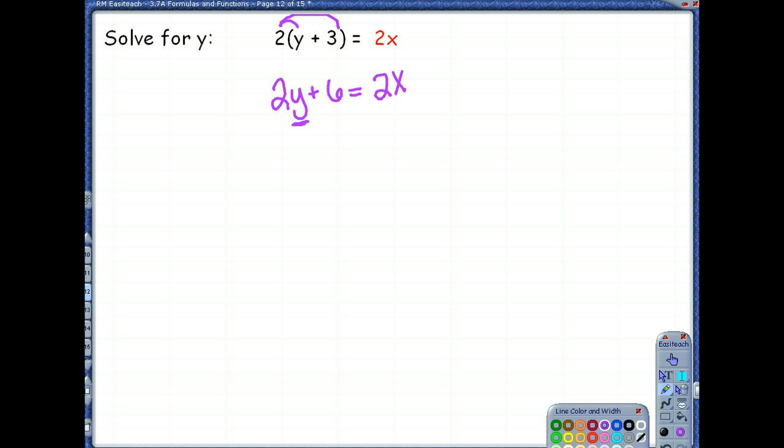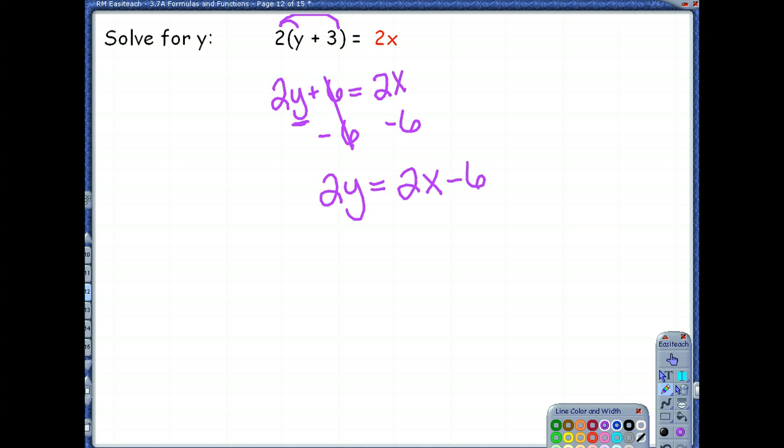First, we need to remove the 6 because that's just added or subtracted. The 2 is what's being multiplied. That coefficient, the thing that's being multiplied by the variable, is the very last thing that we will undo. So let's go ahead and subtract our 6 from both sides. We're removing the 6. I'm left with 2y. And again, the order, I won't be super picky yet, but we'll try to get in the habit of putting the variable part first. So 2x minus 6.